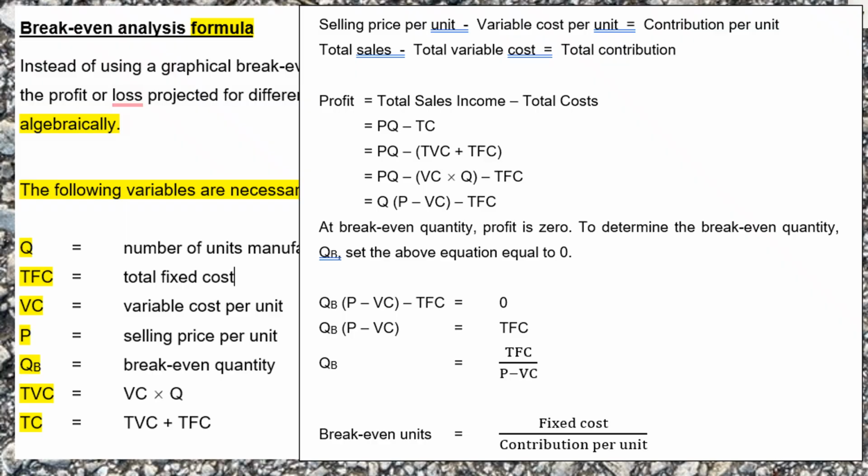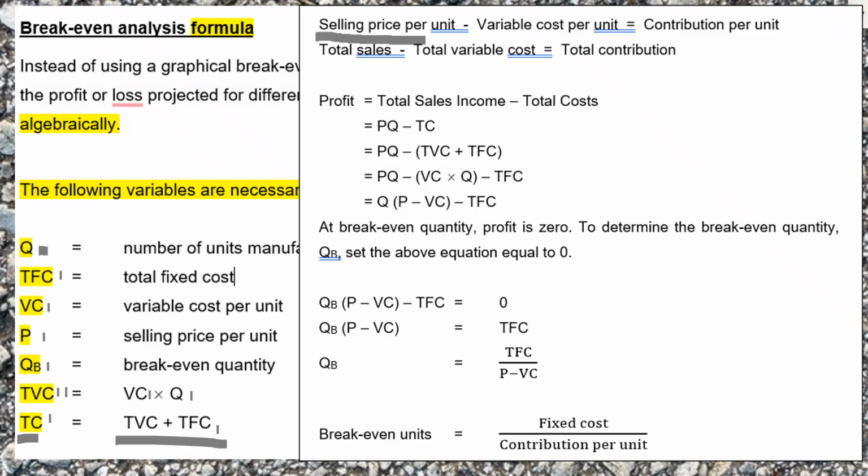So we've just seen what Q, TFC, variable cost, P, QB, TVC, and TC stand for. Total cost is made up of total variable cost plus total fixed cost. Total variable cost is variable cost times quantity. So let's move on.